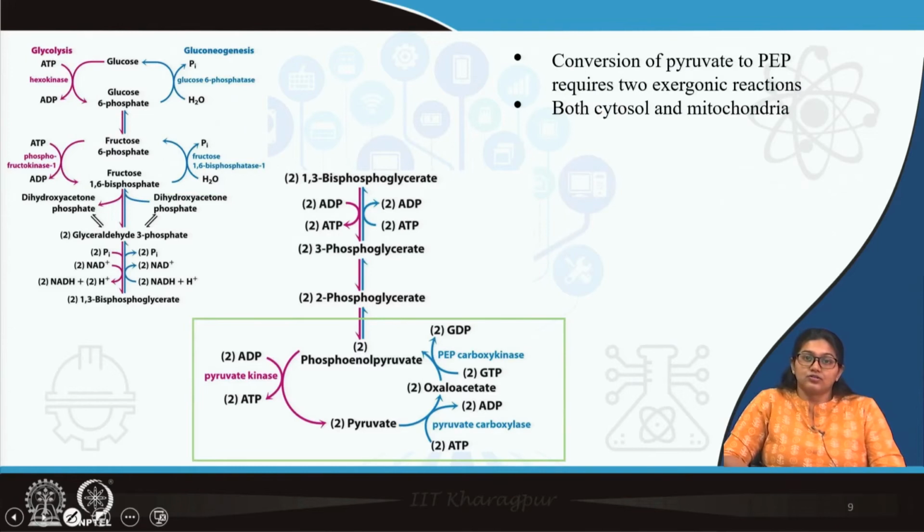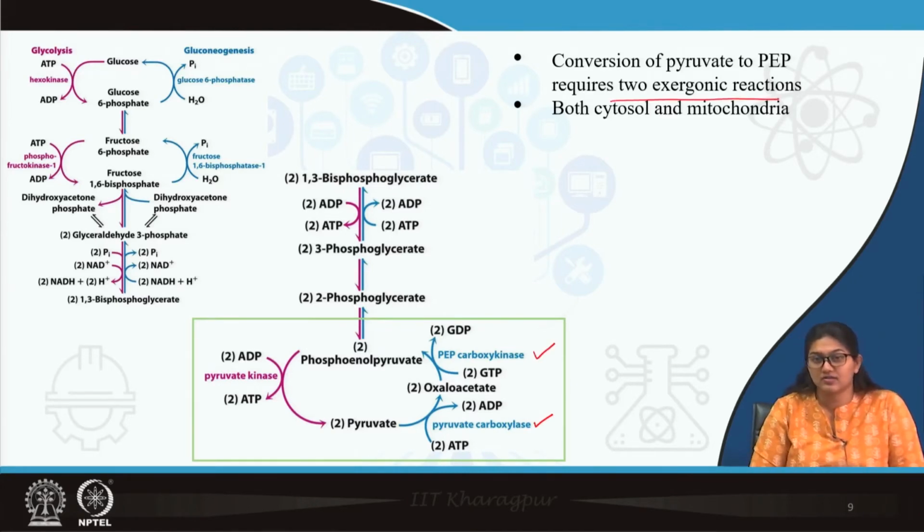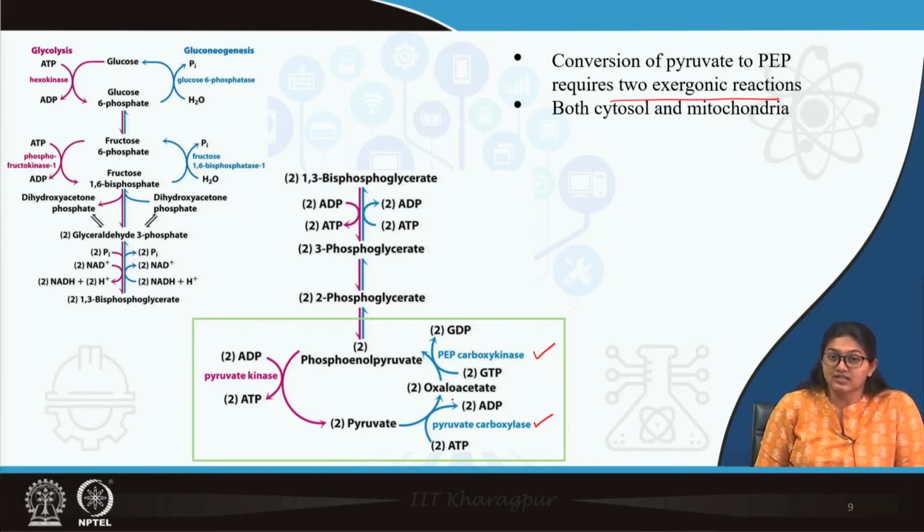Okay. So, let us see what happens while forming phosphoenol pyruvate from pyruvate. There are 2 sets of enzymes used, one is pyruvate carboxylase, another is phosphoenol pyruvate carboxykinase. Now, these are the 2 exergonic steps here, because you can see while forming oxaloacetate from pyruvate, there is utilization of 1 ATP, and from oxaloacetate while forming phosphoenol pyruvate there is utilization of 1 GTP.